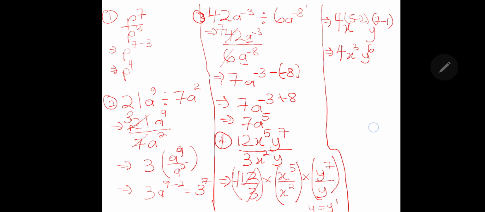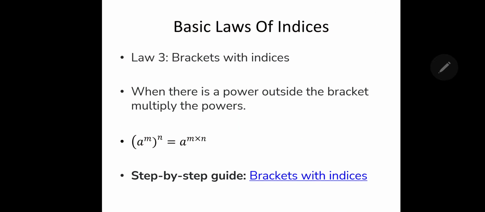So let's go on to the next law, which is the third law. The third law says to raise a power to a power, when one of the powers is in the bracket, you multiply their index. So when there's a power outside the bracket, multiply the power. Simply, to raise a power to a power, you multiply their index. That's all. So you have something like this: a to the m, in brackets, raised to the power n. Write the base and then multiply their index, mn.